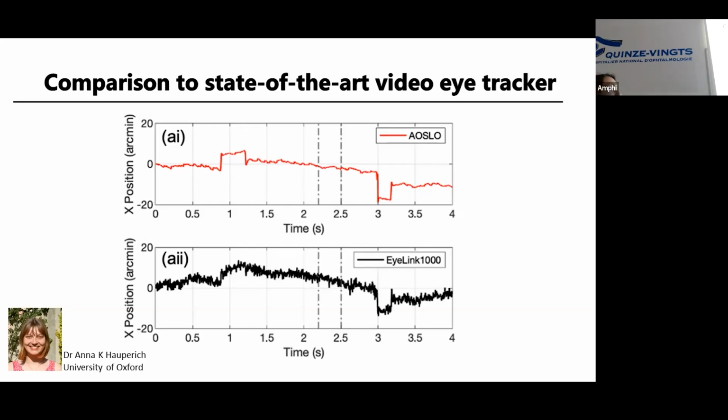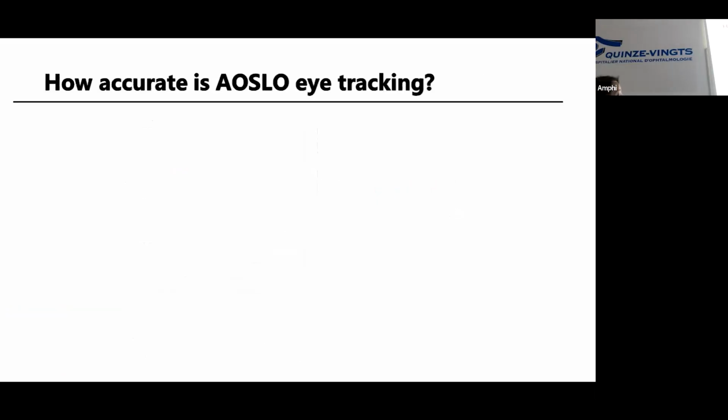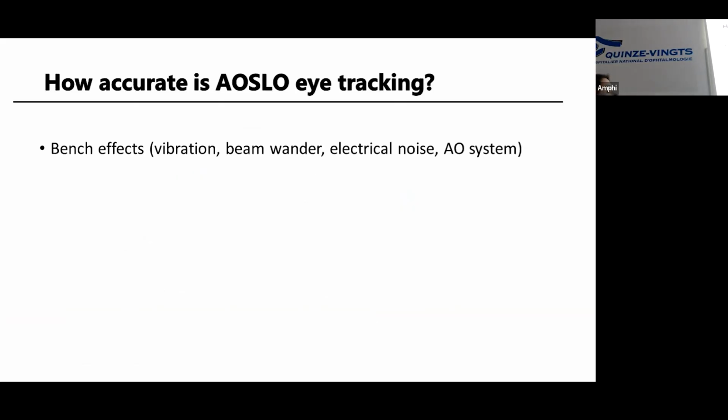So clearly the precision is a lot higher, but if we're really going to claim that we're measuring things to single cone accuracy, we'd better be sure that what we're actually measuring is coming from the eye itself and not through something that we're doing in our data capture. So something in the system itself or something in the data processing pipeline. So we want to look at how accurate this is. We need to think about what the sources of error are.